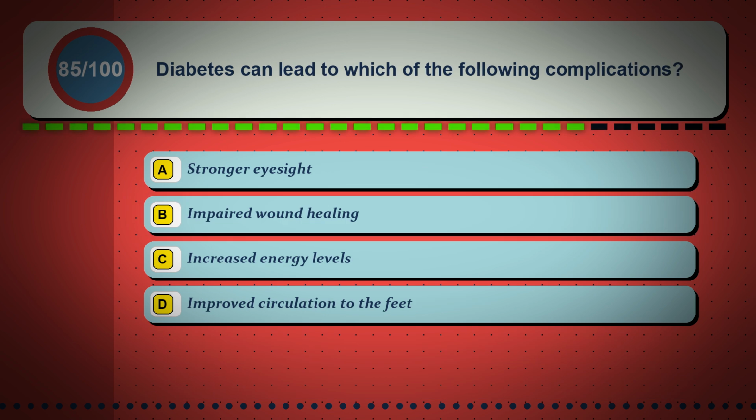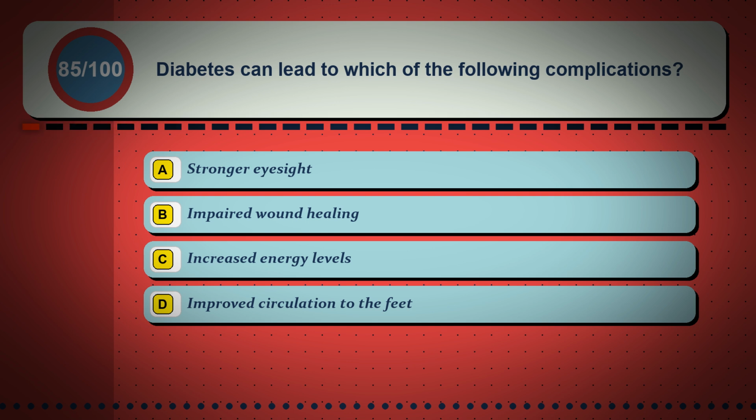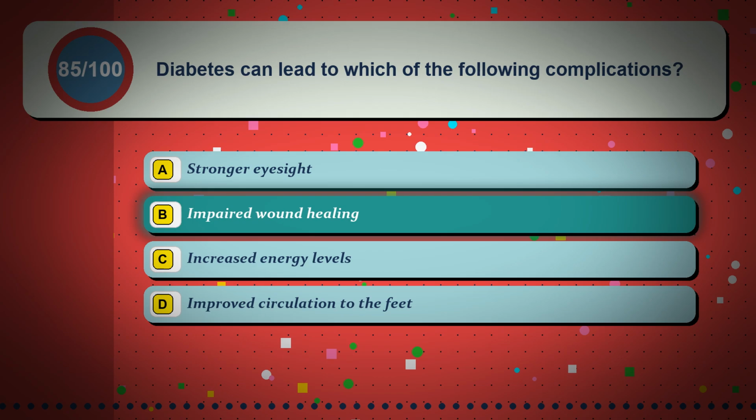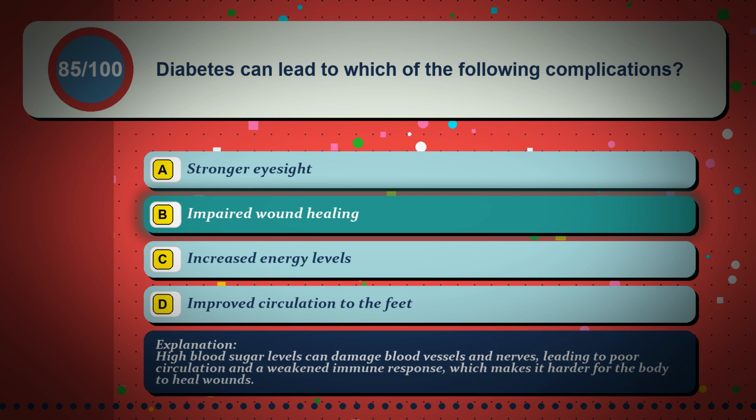Diabetes can lead to which of the following complications? Option A. Stronger eyesight. Option B. Impaired wound healing. Option C. Increased energy levels. Option D. Improved circulation to the feet. The correct answer is option B. Impaired wound healing. High blood sugar levels can damage blood vessels and nerves, leading to poor circulation and a weakened immune response, which makes it harder for the body to heal wounds.